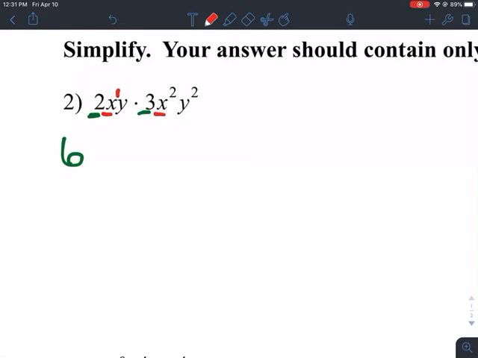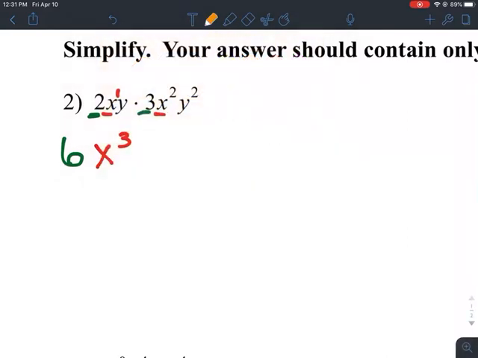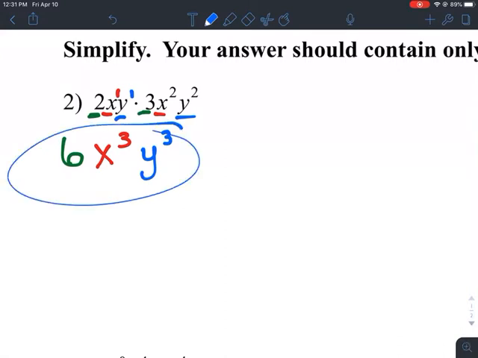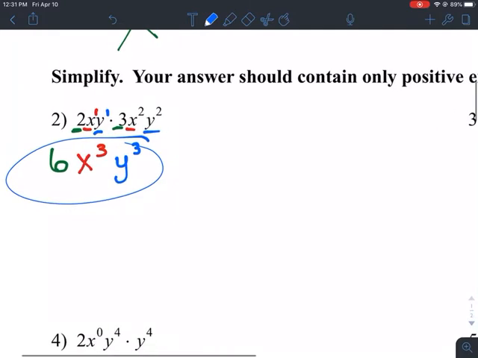So then I'll just do 1 plus 2, which is going to be x to the third power. Then last, I've got my y's. So again, this one doesn't have one, so I'm going to put a 1. And 2 plus 1 is 3. This would be my final answer. So you're just multiplying the coefficients and adding the exponents.